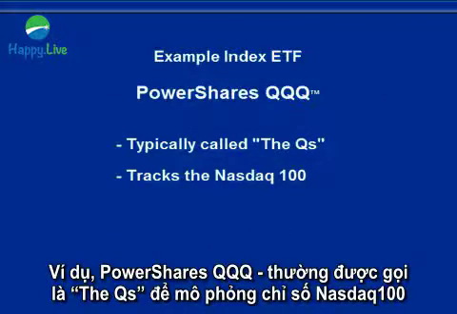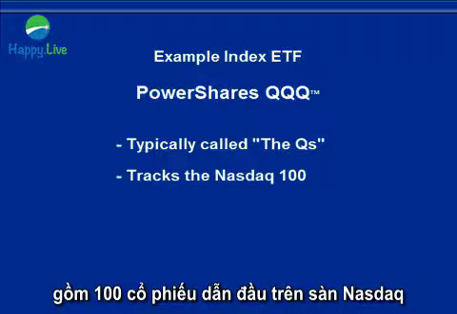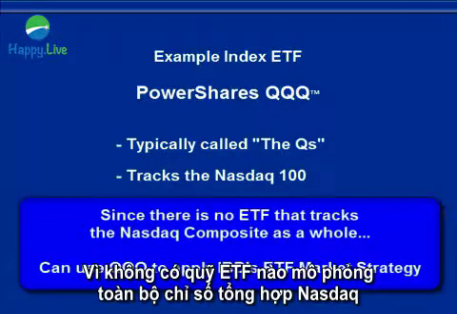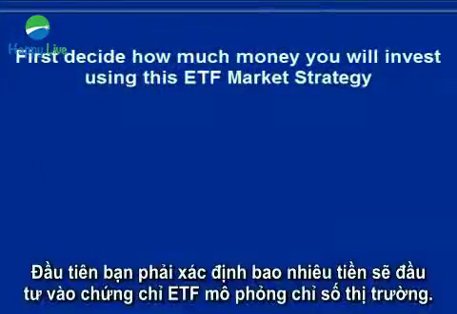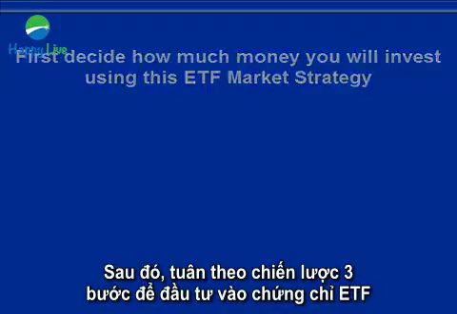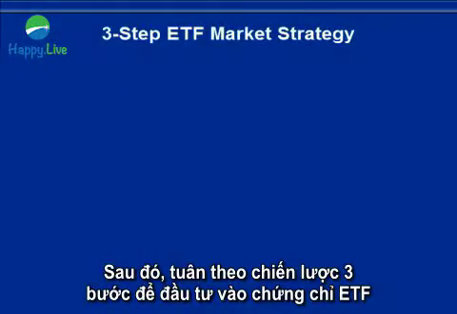For example, PowerShares QQQ, generally referred to as the Qs, tracks the NASDAQ 100, leading stocks on the NASDAQ. Since there isn't an ETF that tracks all the stocks in the NASDAQ Composite as a whole, you can use the Qs to apply this strategy. Before you begin, decide how much money you want to invest using this ETF market strategy. Then follow this simple three-step process.